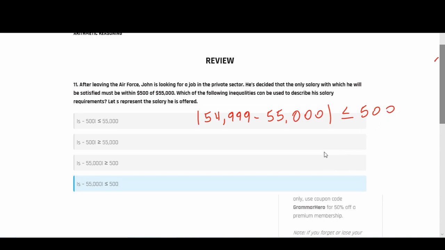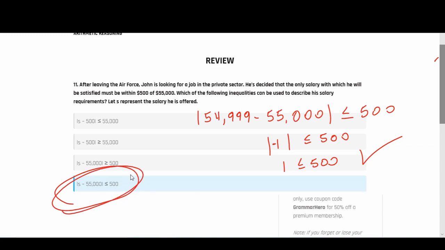So let's plug this into the equation I wrote and see if it works. 54,999 minus 55,000 is just negative 1. The absolute value of negative 1 is just 1. And we can see that 1 is less than 500, so this works. This is the only equation into which you can plug these numbers and come up with the true statement. So you have to be able to convert a word problem into an equation using absolute values, which I did right there. I didn't do it well, but I did show you the concept.